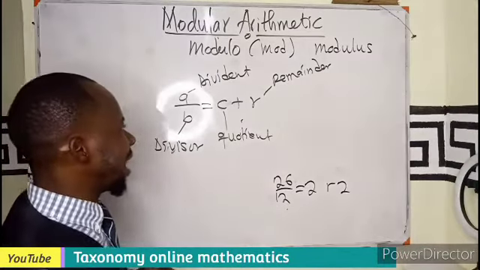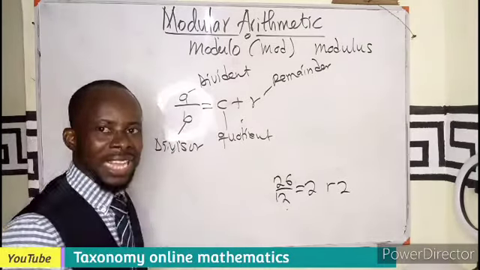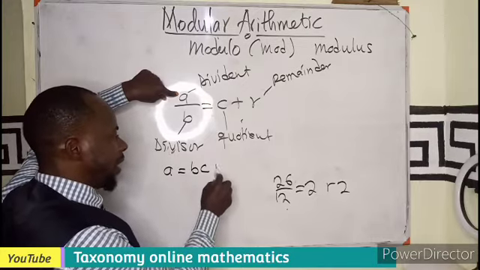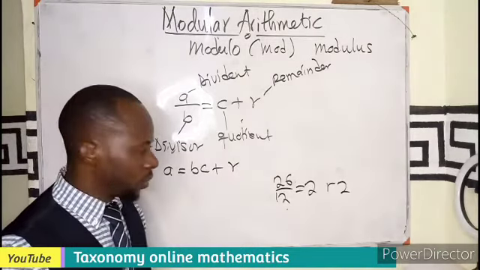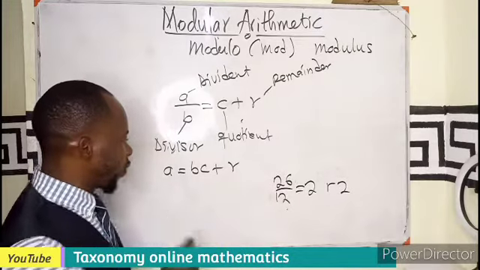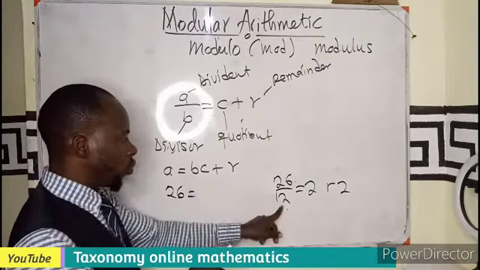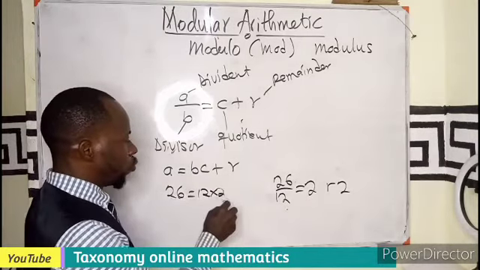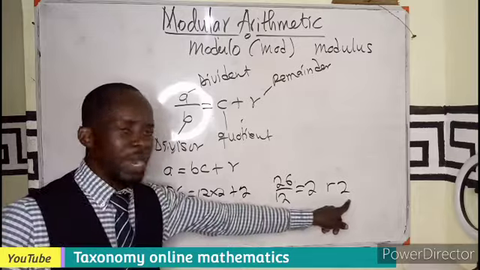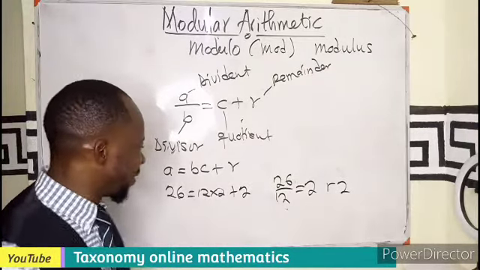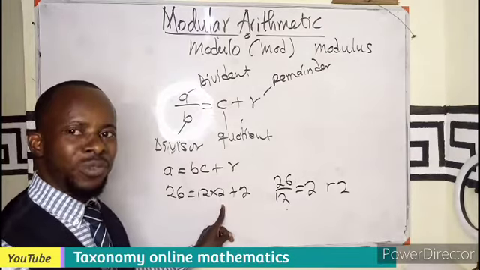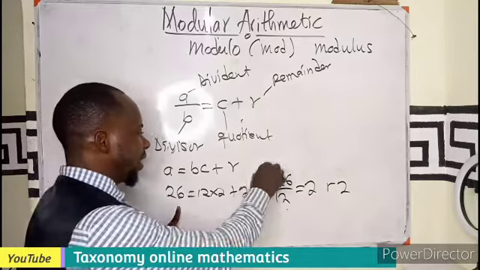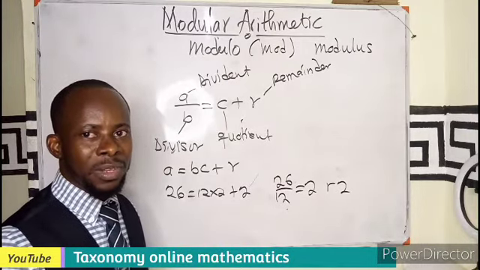Good. So in that sense, if I want to write this as a linear equation, my A should be equal to B times C plus R. Do you get it? Here, my A is 26, equals B being the divisor, 12, times C being the quotient, 2, plus our remainder, 2. So 12 times 2 is 24, 24 plus 2 is 26. So you only take this. We are only interested in that. Do you get my point?